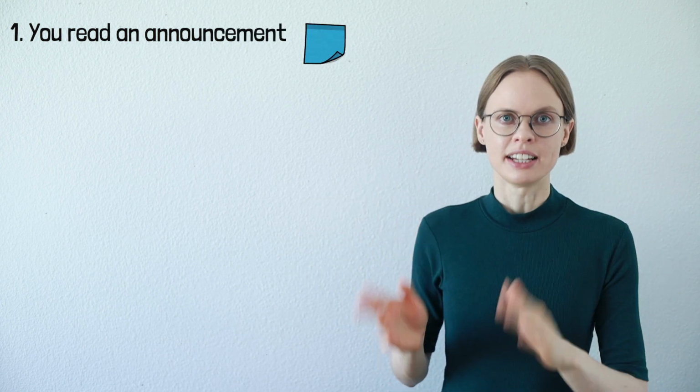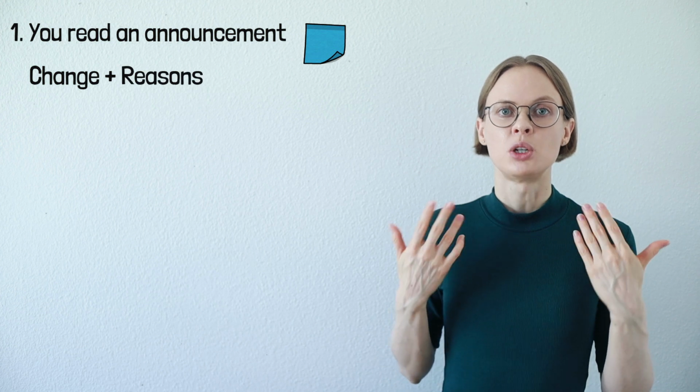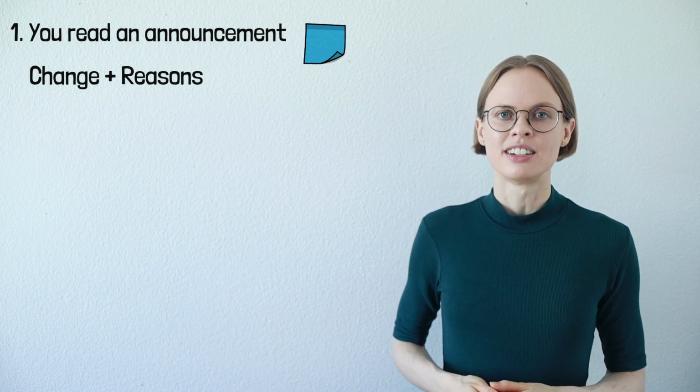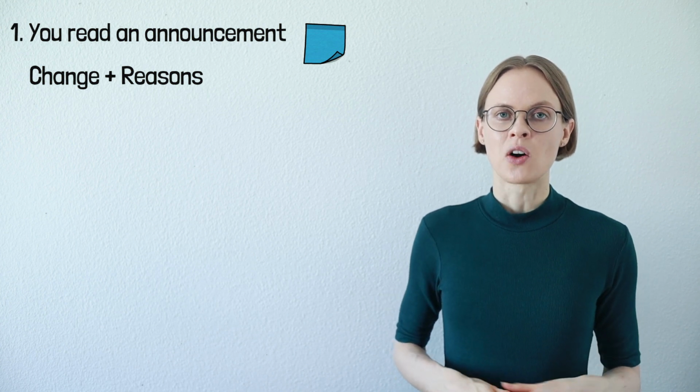Let's get started. Let's first have a look at the task. What is Task 2 about? In Task 2, you first read an article or a notice that talks about a change and that gives reasons for this change. For example, this can be an article of a university newspaper or a notice on a notice board.